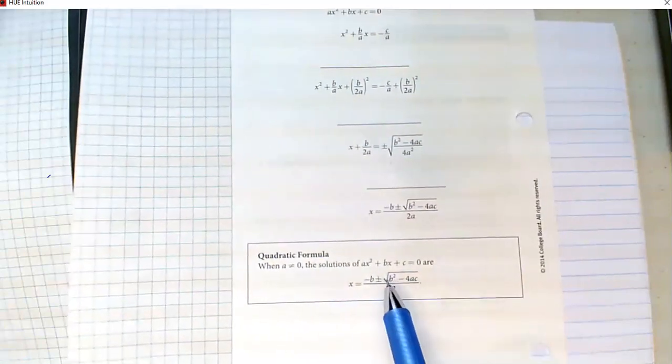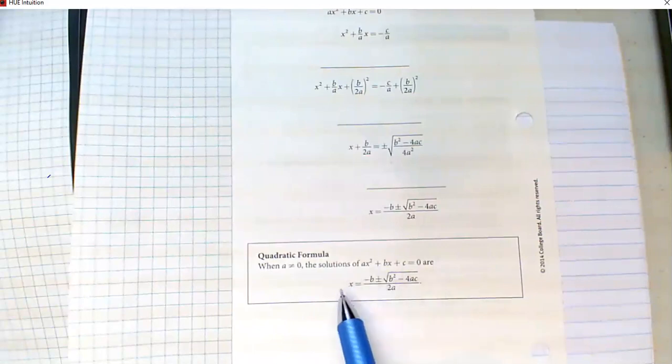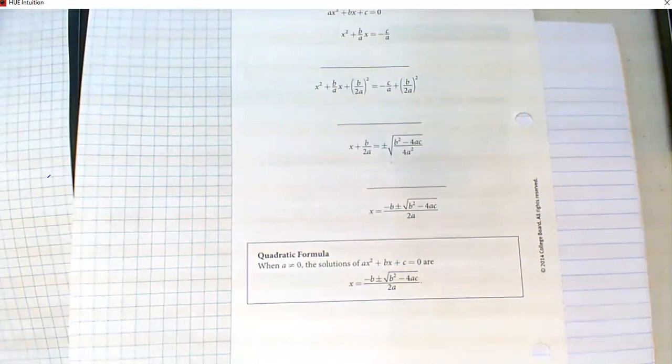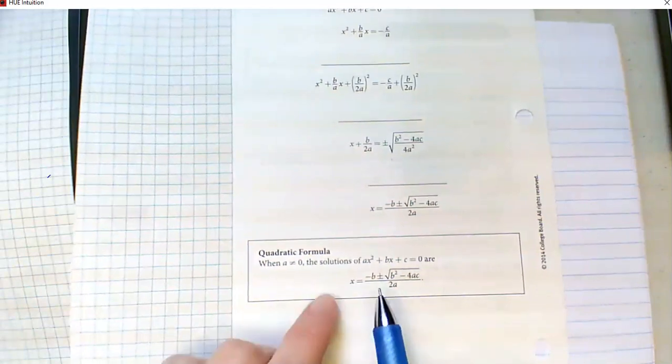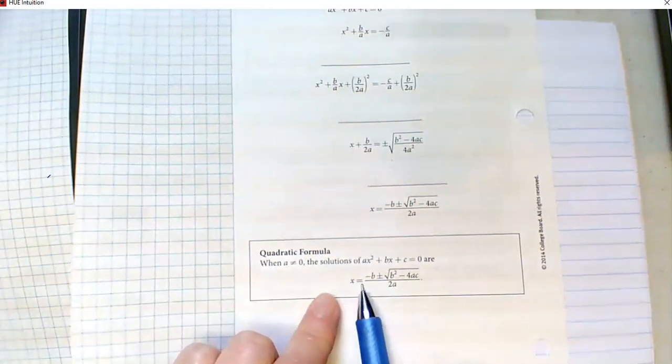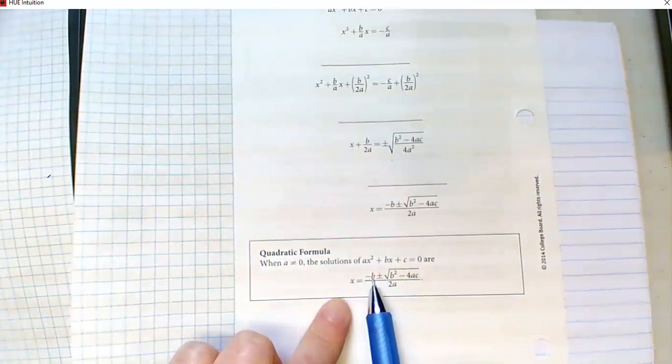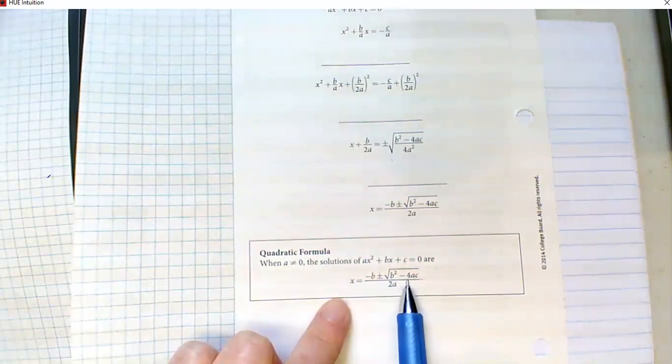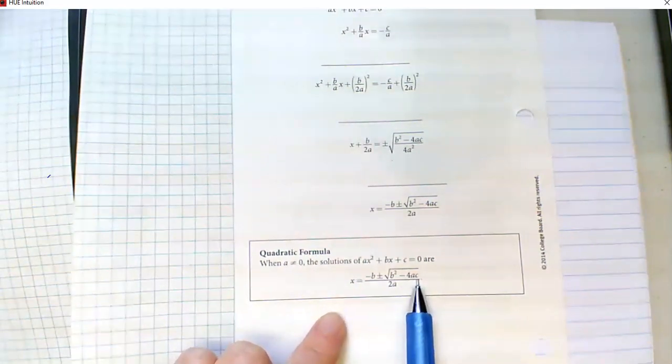Okay, the formula is given to you. It's not something that you need to memorize, although as we use it, you'll find that you're just going to commit it to memory anyway, because we're going to use it so often. So this is the formula we're going to use, where x is equal to negative b plus or minus the square root of b squared minus 4 times a times c, divided by 2a.